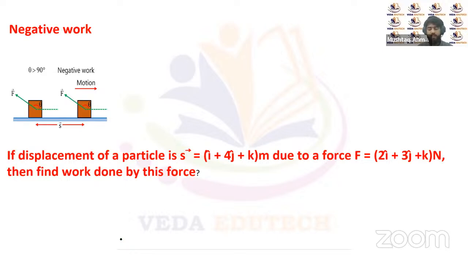The negative work is done when, let's suppose, theta is greater than 90 degrees, or we can say the angle between the force vector and the displacement vector is an obtuse angle. In that case, the work done by the force will be negative. We can write the work done as Fs cos theta, where the angle between the force vector and the displacement vector here is greater than 90 degrees.